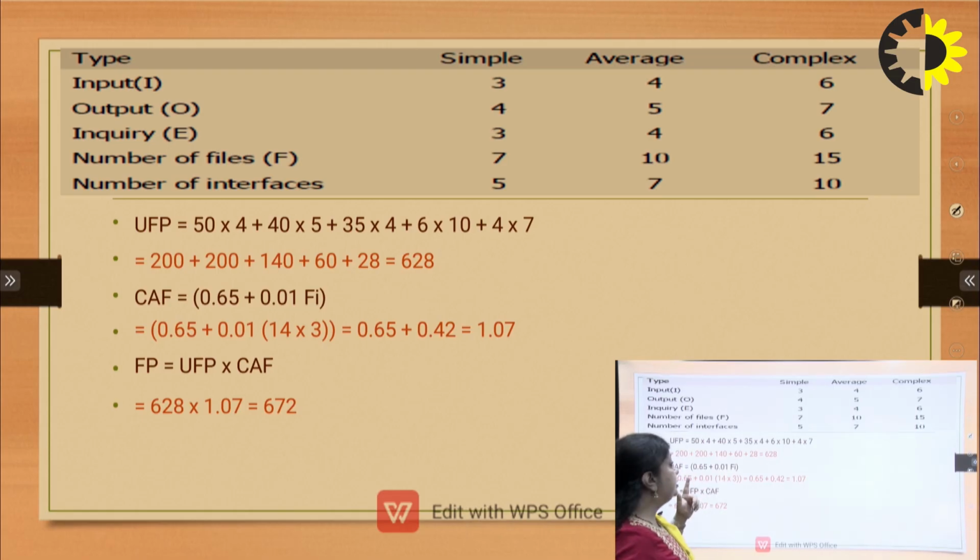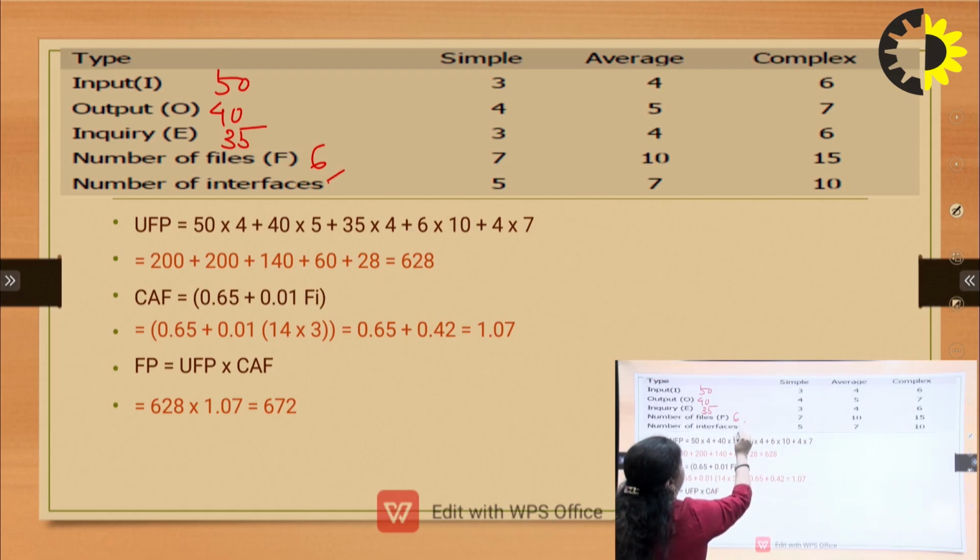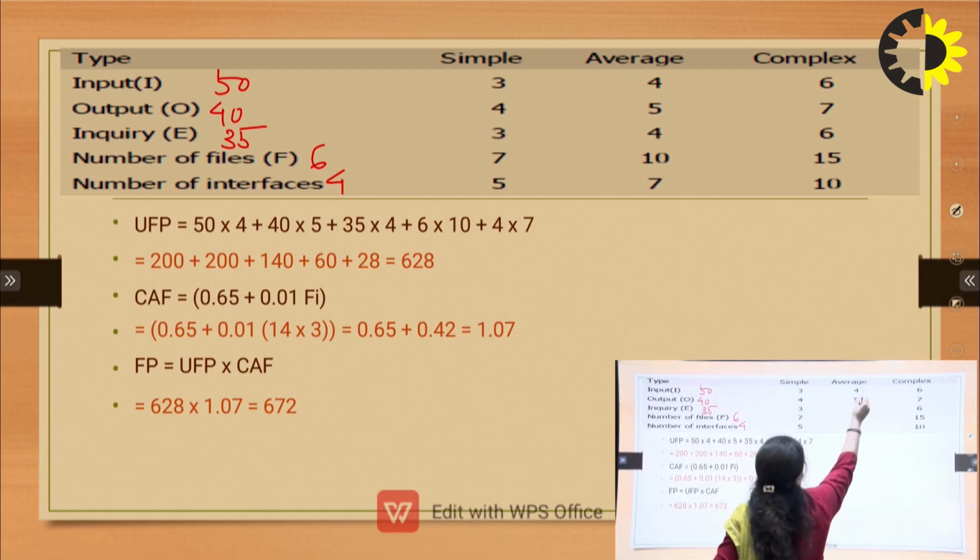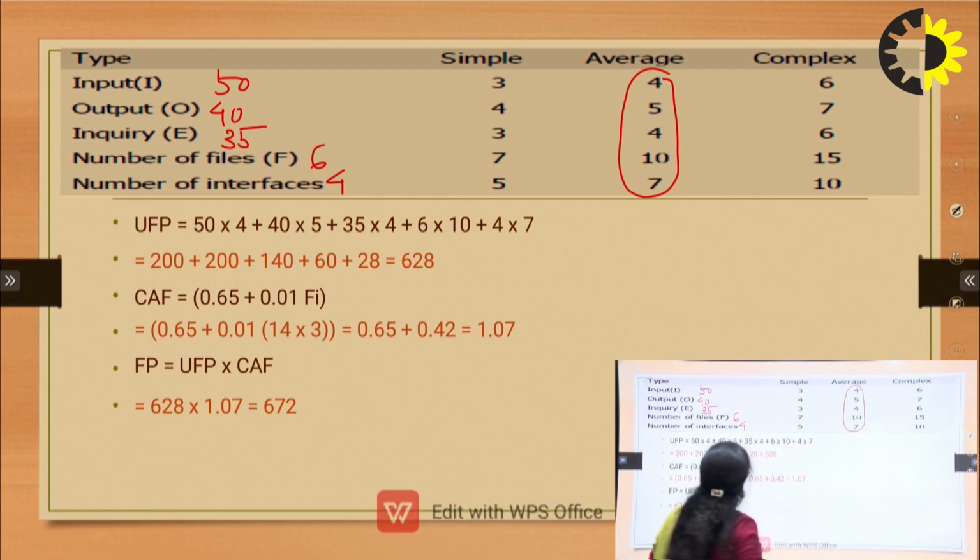First of all, I'll see how many input files I have. I have a total, as per the question, 50 input files. Then how many output files I have? I have 40 output files. I have 35 inquiries. I have 6 internal files. And I have 4 external interfaces. Now this is the number of the functional units. Since I am going to consider it as average, I'll be considering this column for each of the things.